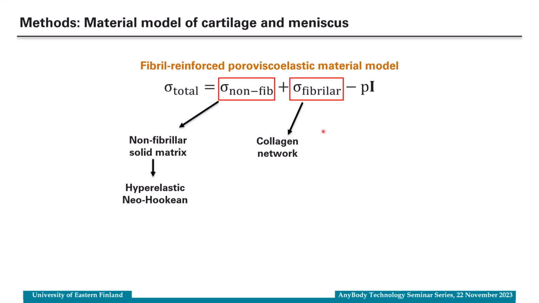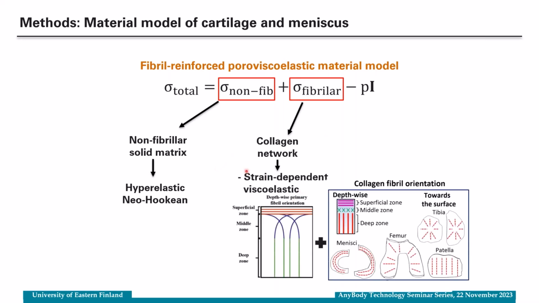And then the fibrillar matrix, representative of collagen networks, was modeled using a strain-dependent viscoelastic material model. And we also incorporated the orientation of the collagen fibrils, both through the depth, which was an arcade shape, and also in the superficial zone, based on the literature, which were different for patella, femur, menisci, and then the tibia. And for the fluid, we had a depth-dependent and also strain-dependent permeability, and then fluid content in both the cartilage and menisci.